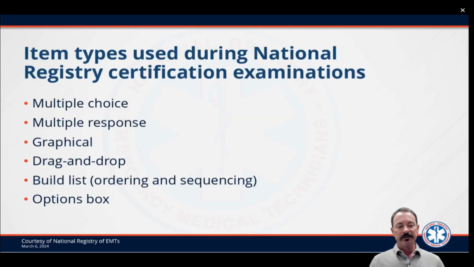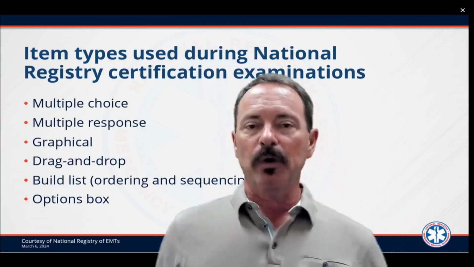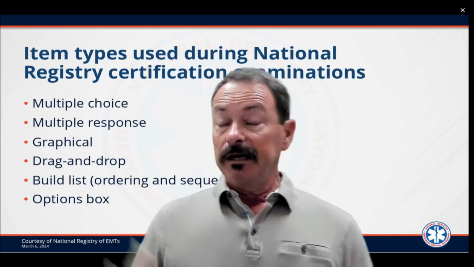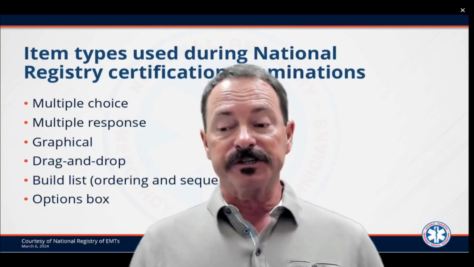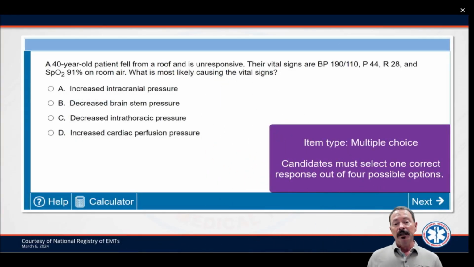Okay, so we talked about the different types of questions, and now let's go through them so I can show you the different questions that they're going to have. Here's one that is a multiple choice question. It's going to give you the question, and then you've got 4 answers, and you have to find the one that is most correct, okay?